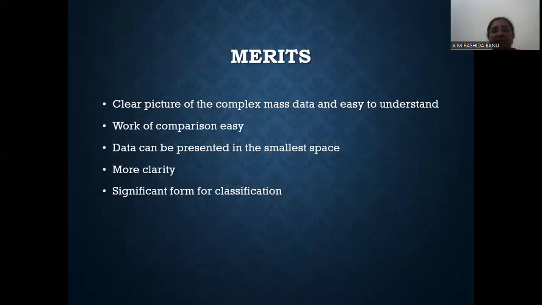So what is the merit of this tabulation? This tabulation gives a clear picture of the complex mass data, and it is easy to understand. The work of comparison becomes very easy. So we can represent the data in a very small, single table, and it gives more clarity to our understanding, and it also helps a lot for the classification of various data.